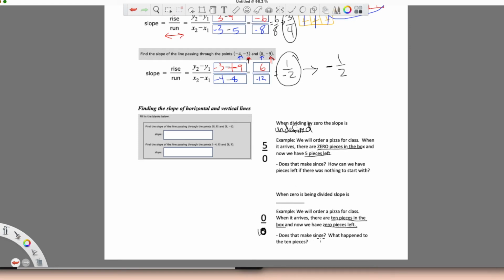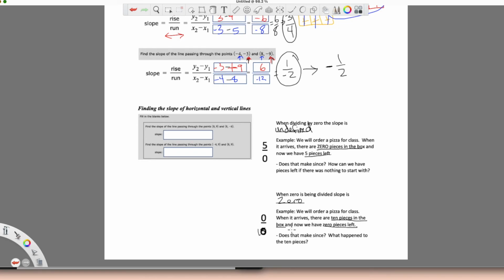I had 10 for the whole pizza when it got there, and then we all ate pizza, and now it's gone. I have 0 of the 10 left. This makes sense. So when we have 0 on top, when 0 is being divided, the slope is 0. Okay? So these are our 2 situations. We just want to make sure we understand why is it undefined and why is it 0.